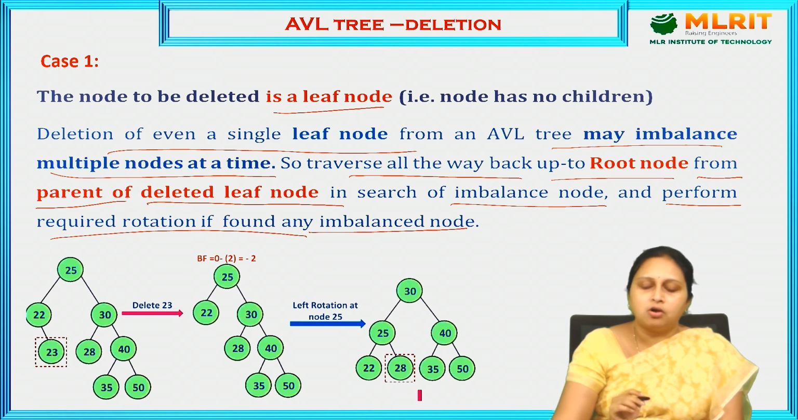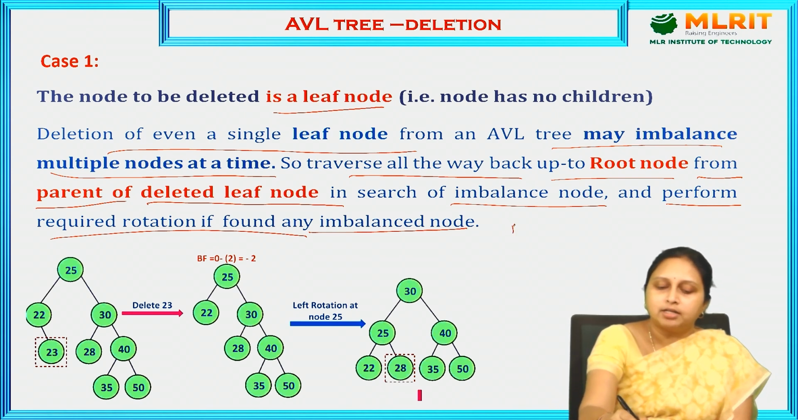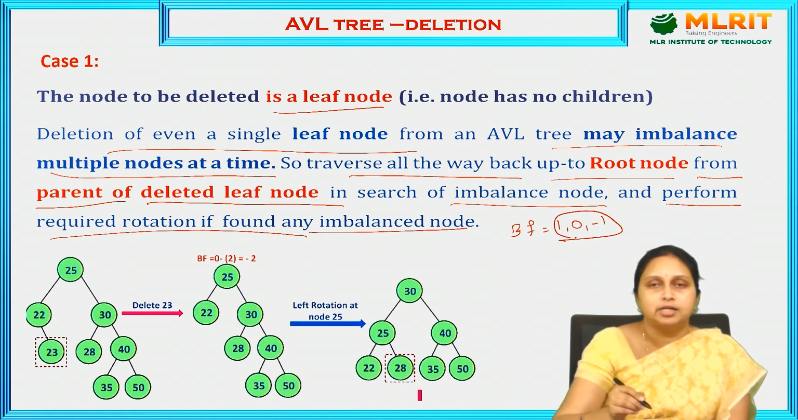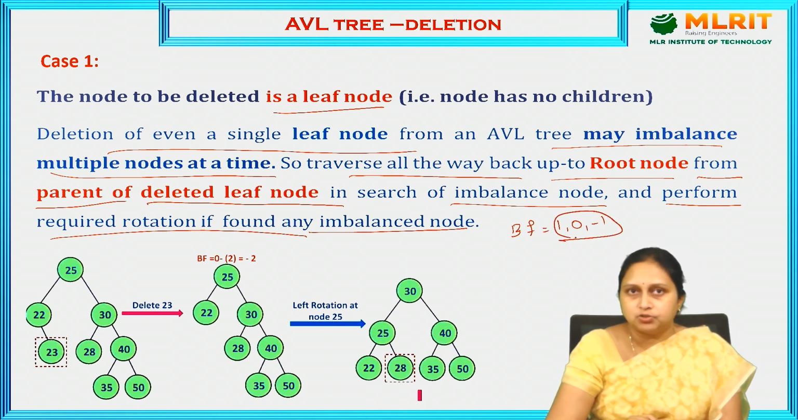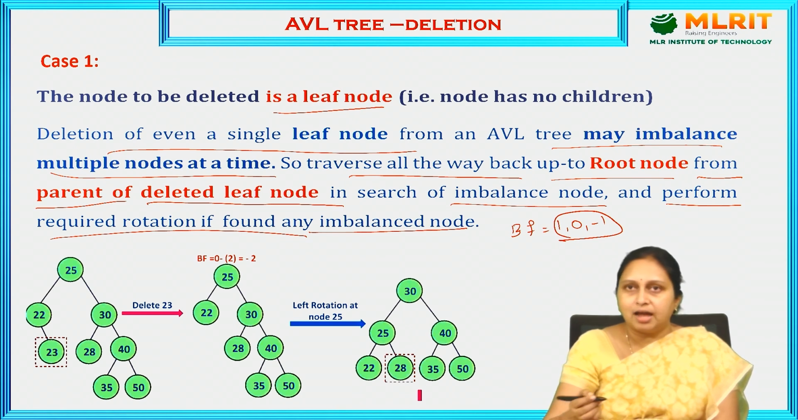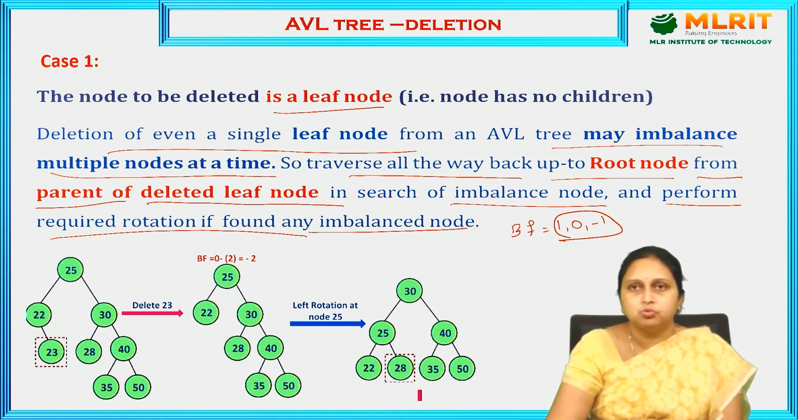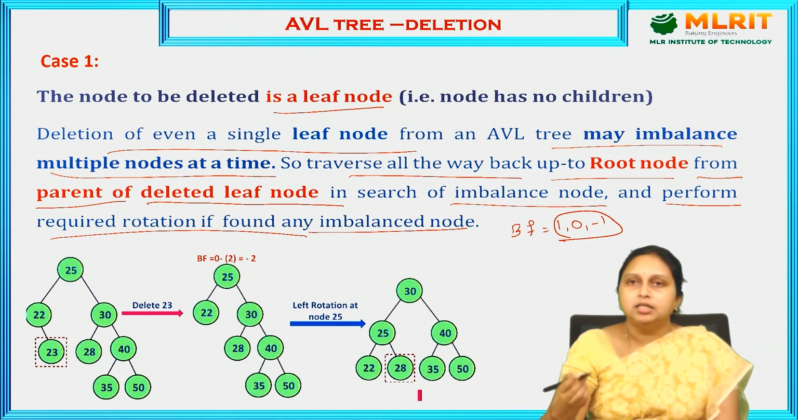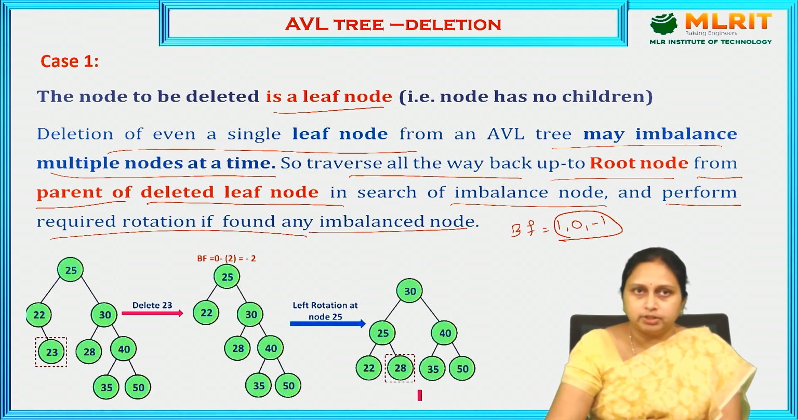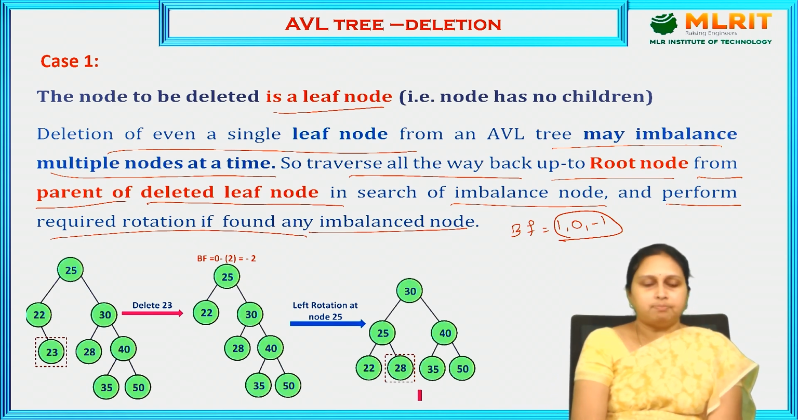And you all know that the balance factor should be between 1, 0 and -1. Only these values have to be present for the balance factor. If it is more than that, like -2 or 2 or 3, anything, in that particular case, we need to perform the rotations. Let us consider the example here.